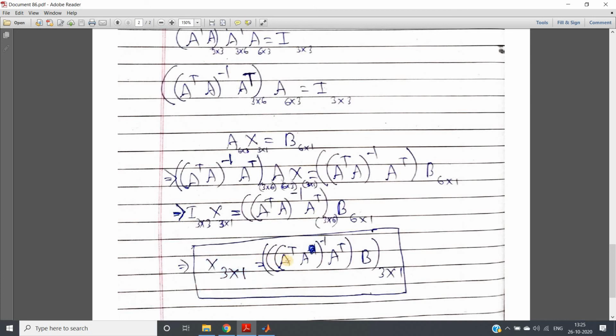So x, which we require to calculate for linear regression, that is beta naught, beta 1, beta 2 values, equal to (A transpose A) whole inverse. Then we are multiplying A transpose with that. Then we are multiplying B, that is the output feature, with that. And you can see here also the dimension is satisfied. 3 cross 6 multiplied by 6 cross 1 is giving me 3 cross 1. Here also 3 cross 1, here also 3 cross 1. So perfectly we can now calculate the coefficient x, that is beta naught, beta 1, beta 2 values.